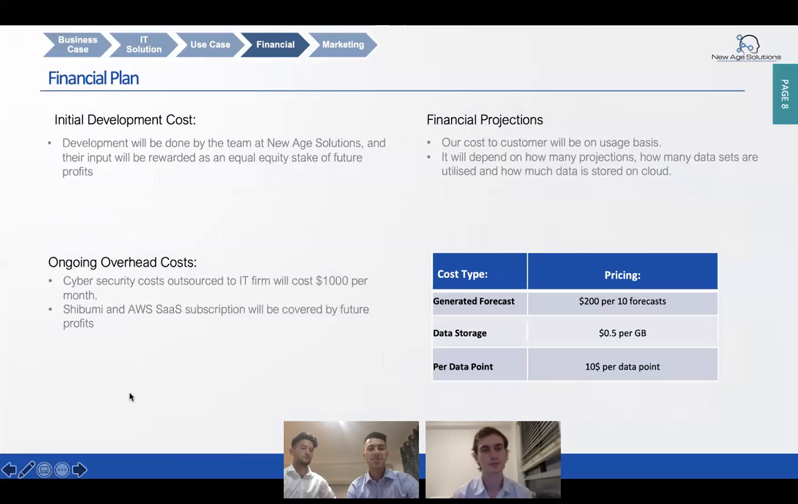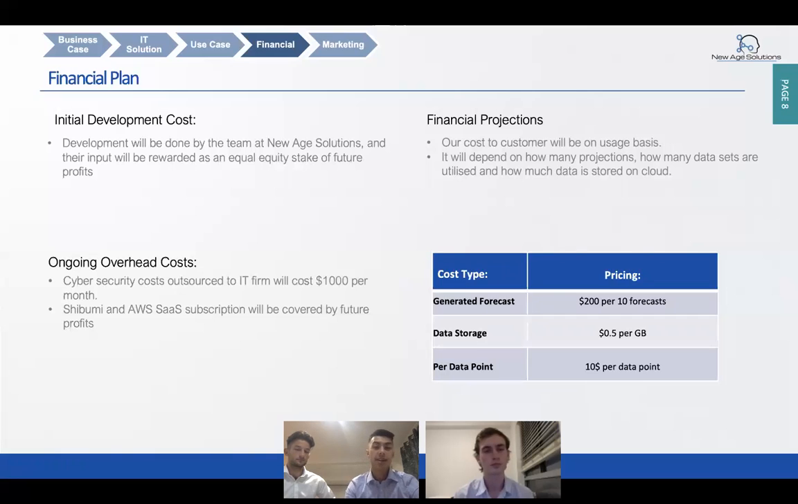So in terms of financial plan, we'll go through the initial development cost. The development will be done by myself and my team. As a result, we'll be requiring no financial compensation, as our compensation will be in terms of equity stake in the future profits of the firm. In terms of ongoing overhead costs, we have the cost towards the IT firm that we will pay on a monthly basis, as well as the Shibumi and AWS subscription fees that we'll pay on a monthly basis as well. However, these will be covered by our future profits.